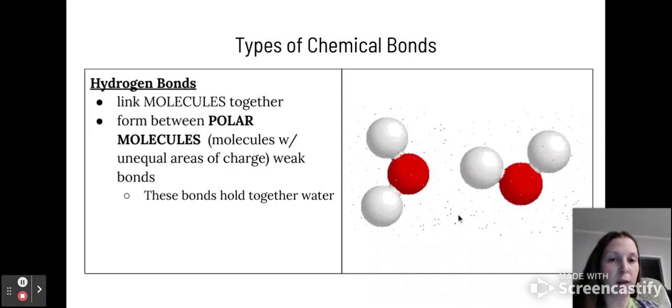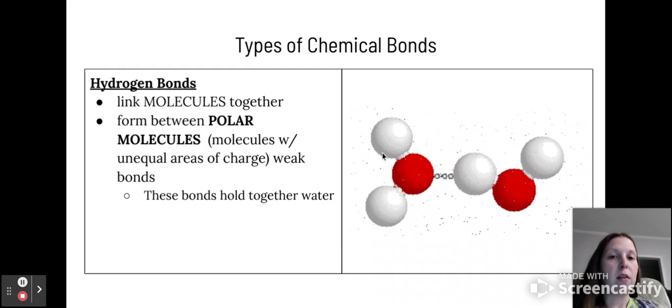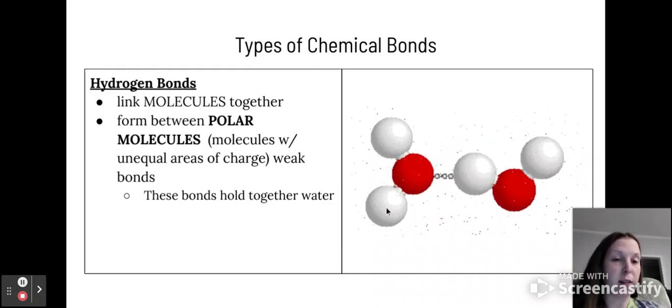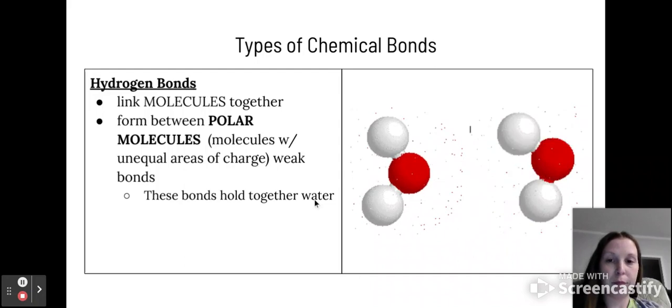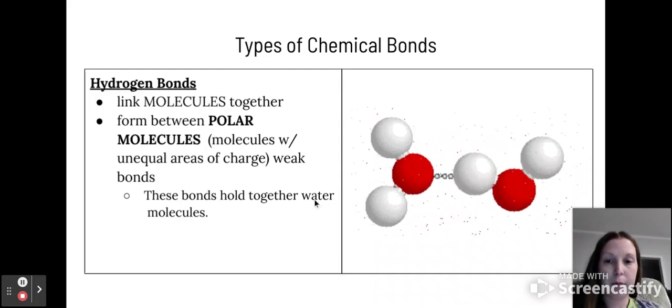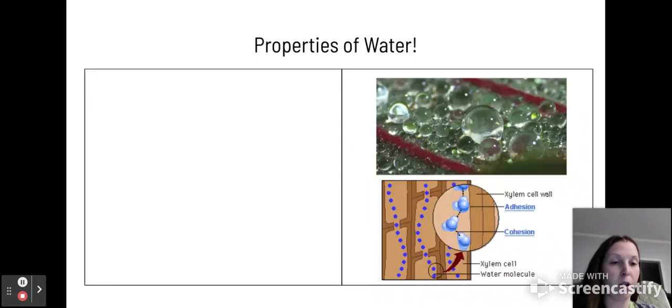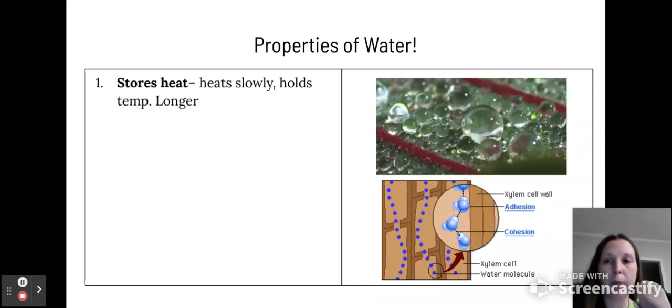So if you look at this GIF over here, this is a water molecule. The white circles are the hydrogens and the red circles are the oxygens. And the oxygen has a slight negative charge, whereas the hydrogens have a slight positive charge. And that's why we have a positive and a negative attracting to each other here. These bonds will give water a lot of the amazing properties that we have, which we're going to look at now. So now we'll just look over some quick properties of water.